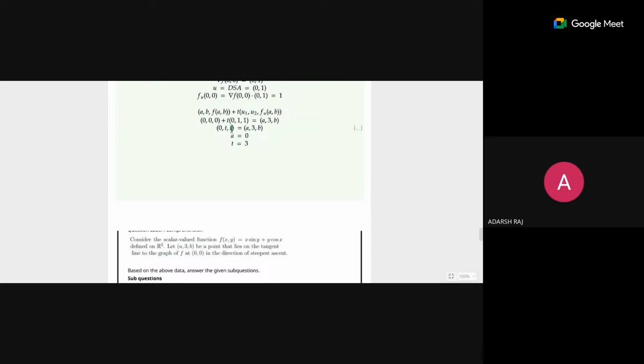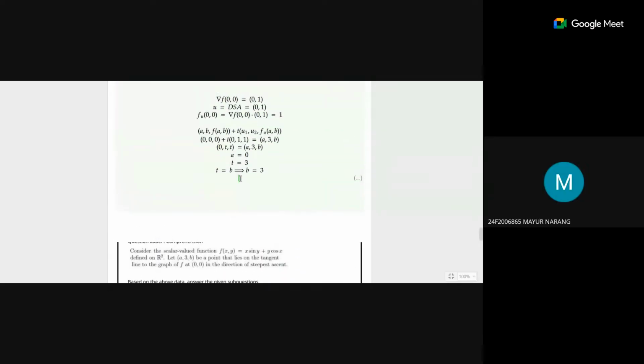And here we also have t is equal to b. And we know that the value of t is equal to 3. So we can substitute this value, b is equal to 3. Got this? Yes, sir. We are just comparing the left and right hand sides. So basically, t is equal to what? t is equal to 3.